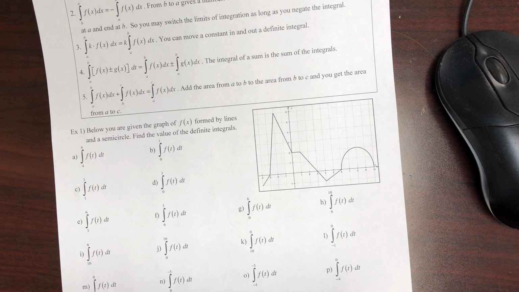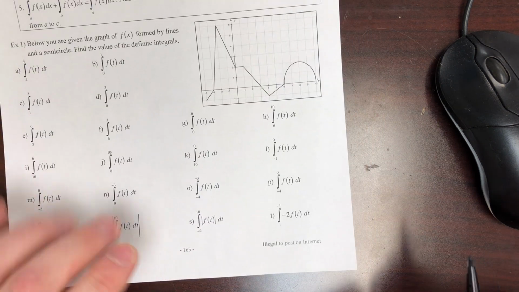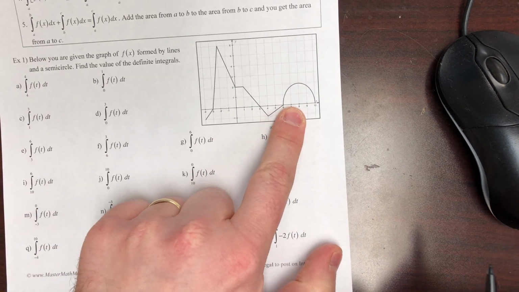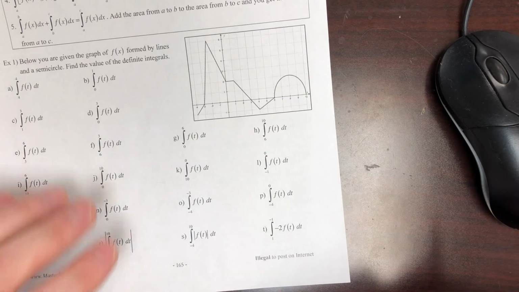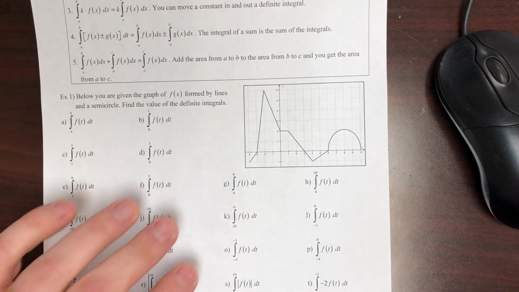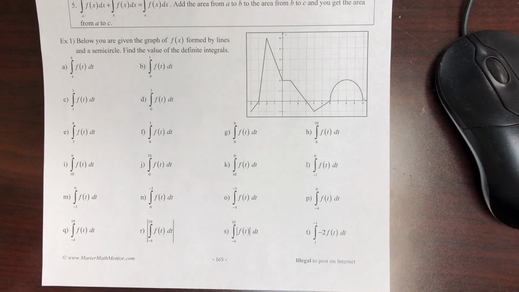And now we can do a bunch of problems. Below, you are given the graph of f of x formed by lines and a semicircle. To me, this does not look like a semicircle. It looks like an oval, but we're told it's a semicircle. Great. So, using the properties we just talked about, we want to find all of these areas.